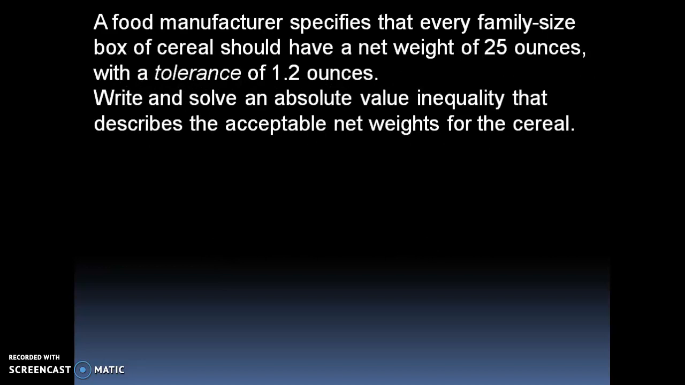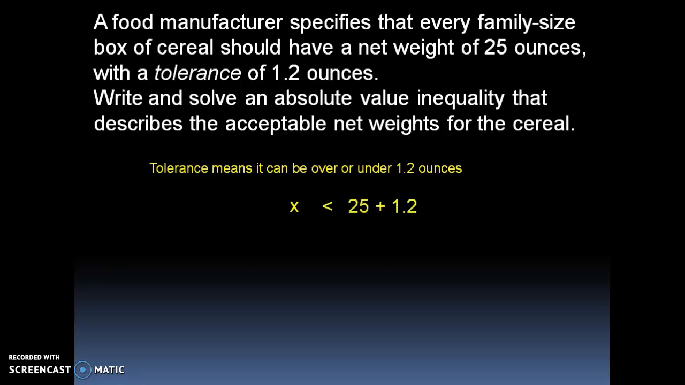A food manufacturer specifies that every family-sized box of cereal should have a net weight of 25 ounces with a tolerance of 1.2 ounces. So we're going to write an absolute value inequality. A tolerance simply means that it can be over or under by 1.2 ounces. So very generally, my acceptable weight is x, and it has to be less than or equal to if I add 1.2. I can be over by 1.2 ounces. And it's also got to be greater than or equal to if I were to subtract that 1.2 ounces.